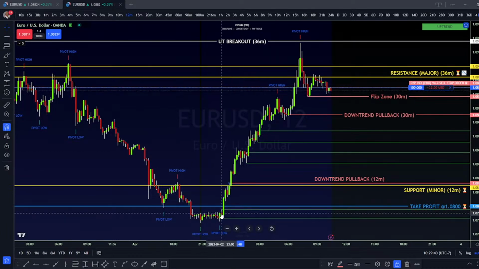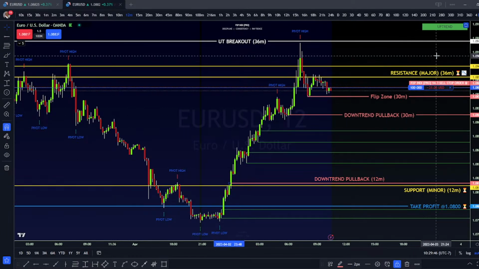This candle is very powerful. So we're just going to wait for this to come down here on the 12-minute chart, and then we'll be good to go. And I'll be back for an uptrend.